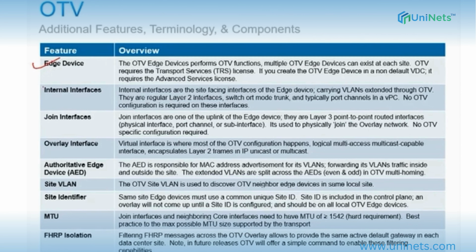So I said what is an edge device, internal interface, join interface, overlay interface, site. What is site VLAN? Site VLAN is a VLAN. Suppose each site has two OTV edge devices, which you use for redundancy. The site VLAN is used to communicate between these two. Site identifier is a unique identifier which you configure for each site. Each site must have a unique identifier. If you don't configure a unique identifier on each site, your OTV will not come up.